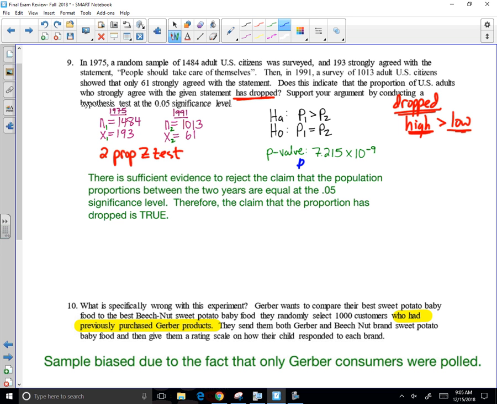So the p-value is less than the alpha value. That's telling us to reject the null hypothesis. And that would be the conclusion that goes along with it. The first sentence addresses the fact that we're rejecting the null. The second sentence addresses the question asking, in this case, about the proportion that dropped.